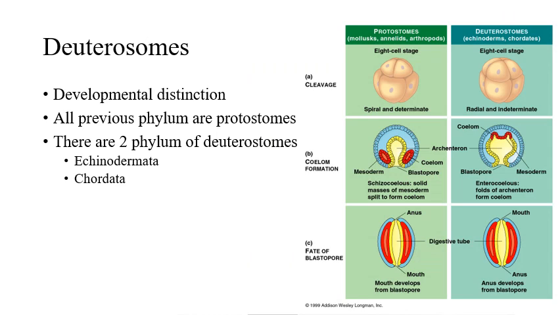So the last 2 groups that we're going to talk about are what are known as the deuterostomes. The difference between a protostome and a deuterostome, as I said previously, is a developmental distinction. The blastula forms, and the first invagination becomes the anus in deuterostomes, whereas in protostomes it becomes a mouth. There's also some difference in the arrangement at the cleavage stage, and so on and so forth. There are only two phyla of deuterostomes, Echinodermata and Chordata. We're going to spend a little bit of time talking about Echinodermata. We're going to spend a lot of time talking about Chordata, because Chordata is the vertebrates.